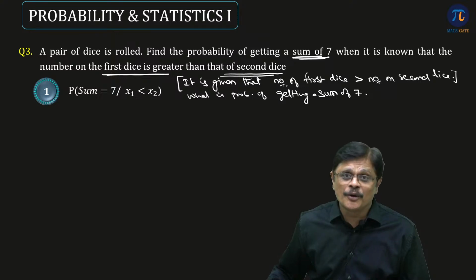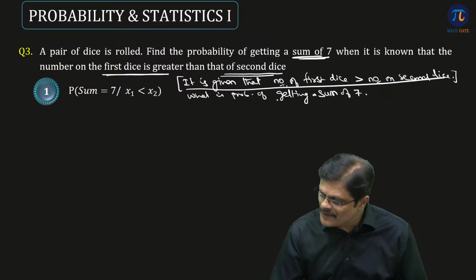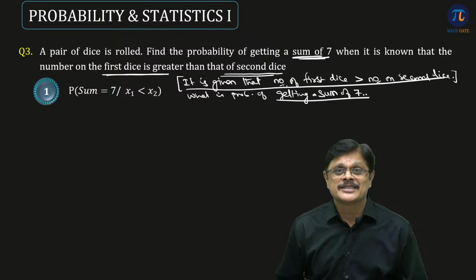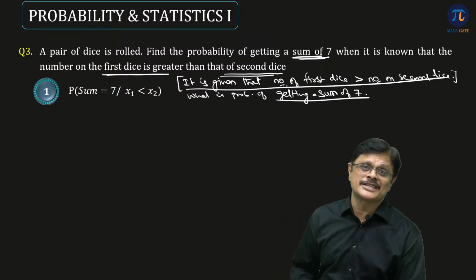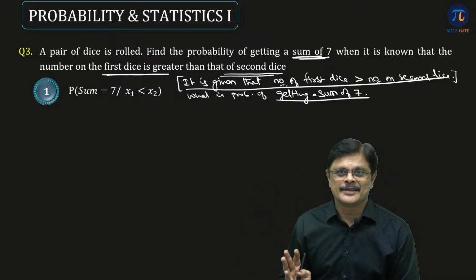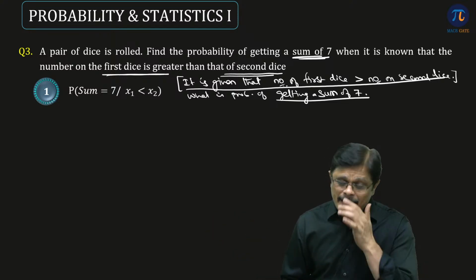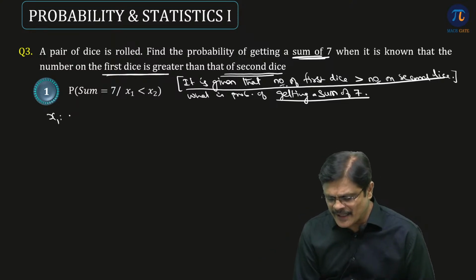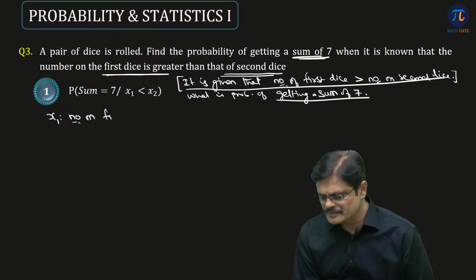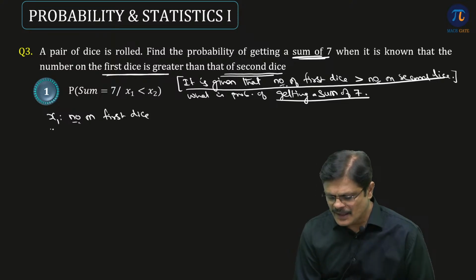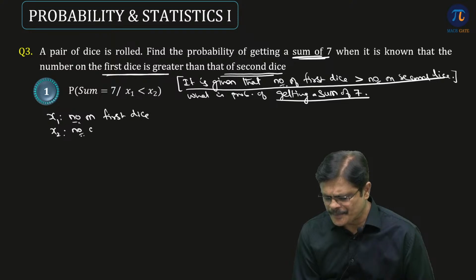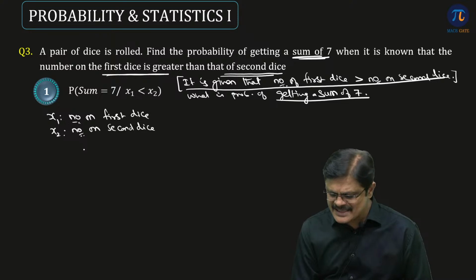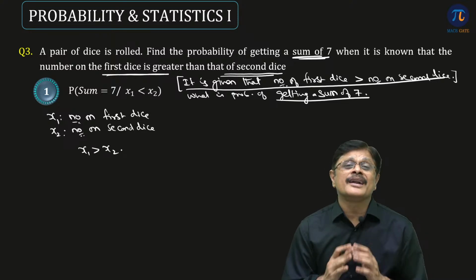And some people ignore this entire statement. They only find the probability of getting sum 7. Some people only find the probability of getting sum equal to 7, 6 by 36, 1 by 6, they write. That option also may be available in the multiple choice. Please be careful. Read carefully. So here, if you assume x1 is the outcome on the first die, and x2 is the number on the second dice, what has already happened is x1 greater than x2.